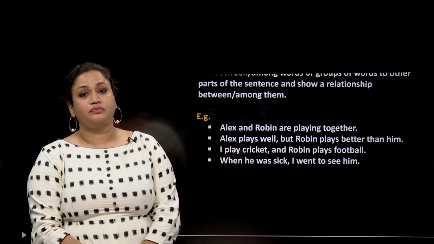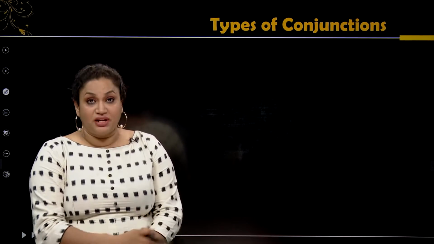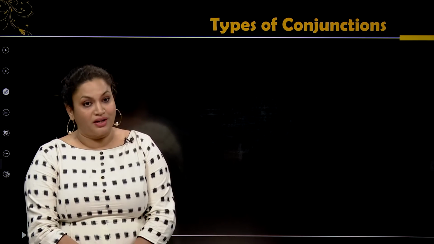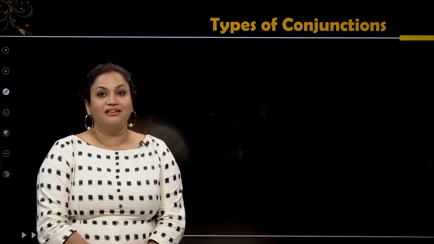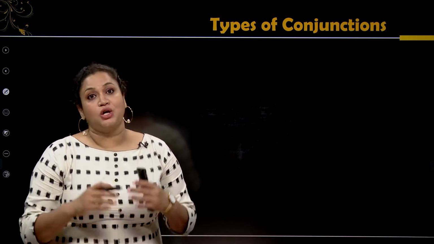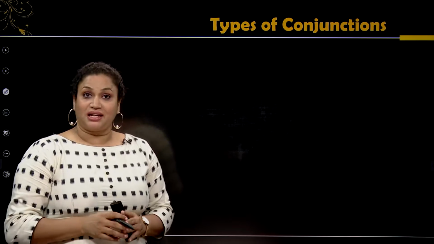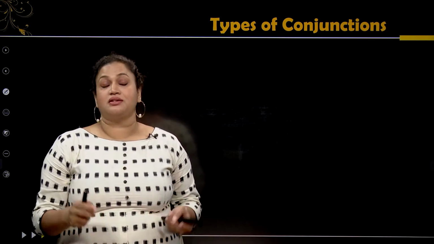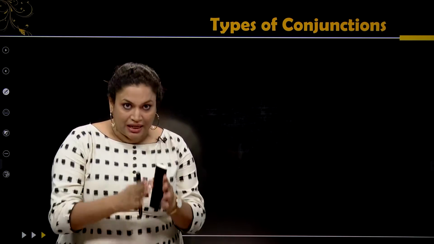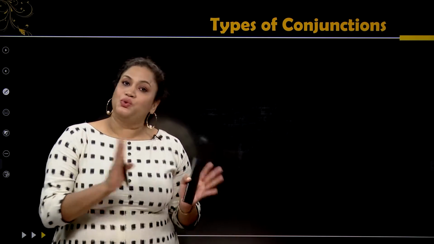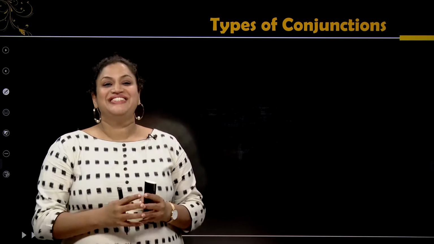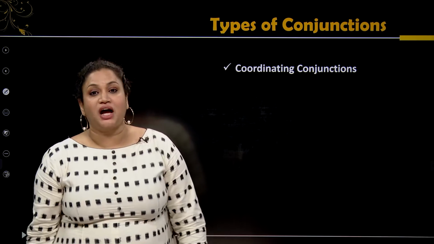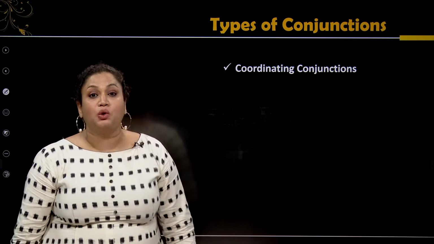Now, we will see that there are three different types of conjunctions. Conjunctions are basically linking words or joining words, which help us in joining the clauses, words or parts of sentences. Basically, they also help us in joining the dependent sentence with the independent sentence, or two or more independent sentences, or two or more words. It could be anything.